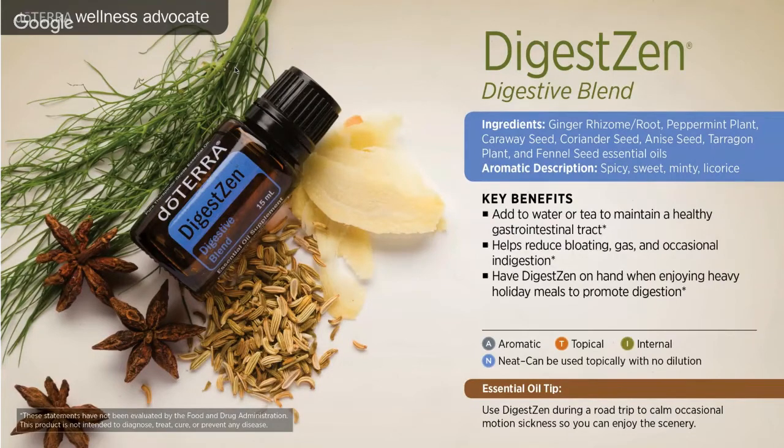I love using this on my children because they'll sometimes just have something going on with their stomach. I don't know how to help them, but I know that I can put my Digest Zen on them and they're going to feel better almost in minutes. And so we'll add a little bit to some coconut oil and we'll just rub it around their belly. In just a few minutes, no joke, they're already starting to feel better.